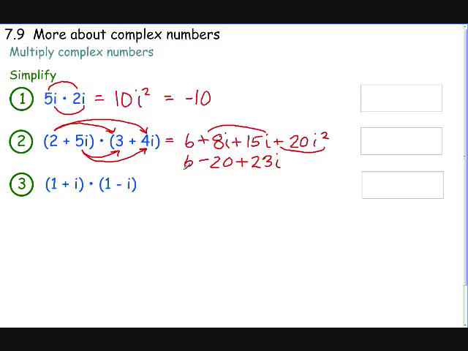I can simplify this even further, because now these are like terms. So I've got 6 minus 20, that would be minus 14 plus 23i. So when I multiply these two complex numbers together for my answer, I got a complex number.